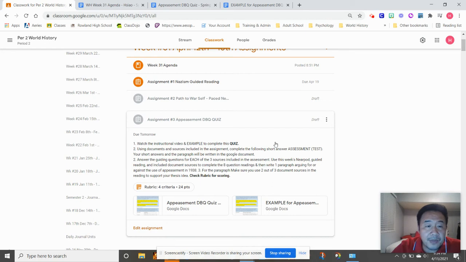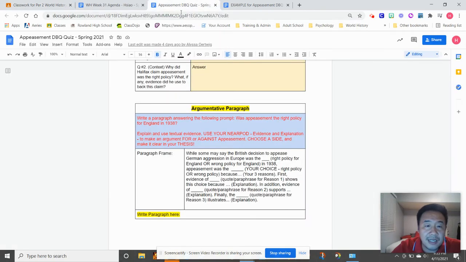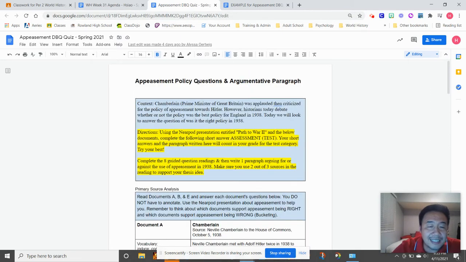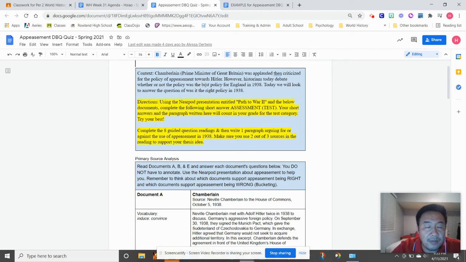Okay. All right, so we're going to click right here on the Appeasement DBQ quiz document, and the other one is just an example. Okay, so let's go ahead and look at the Appeasement DBQ document. And so this document seems long. It really is not. You only have to answer a few questions and then write one paragraph. Okay, you're only really writing one paragraph.